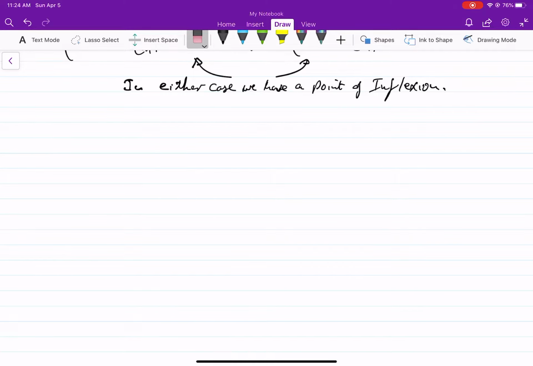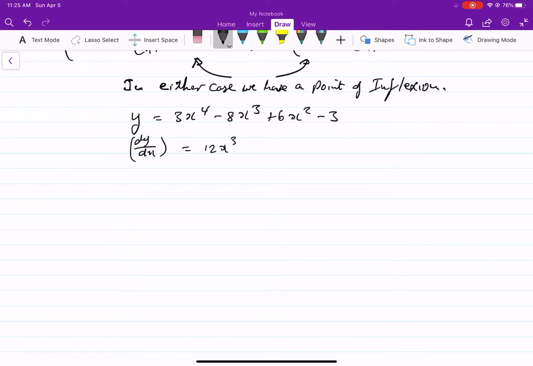So let's see. The equation of the curve was y equals 3x to the fourth minus 8x cubed plus 6x squared minus 3. The first derivative, dy/dx, was 12x cubed minus 8 times 3 is 24, minus 24x squared plus 12x. That's the gradient function.